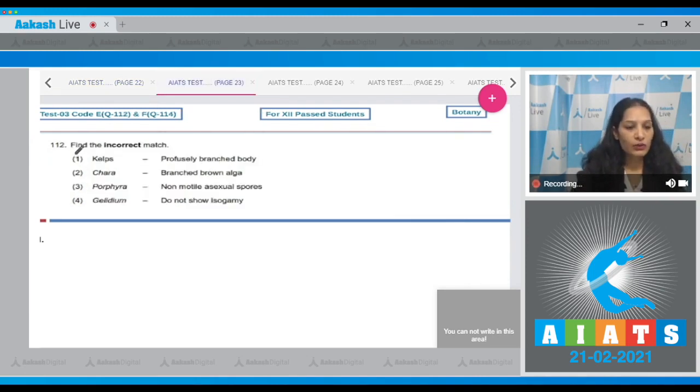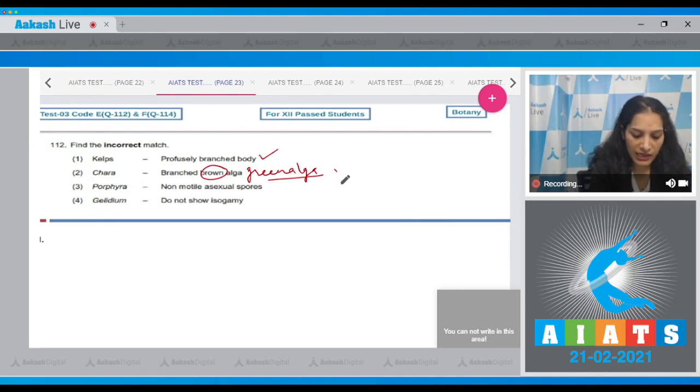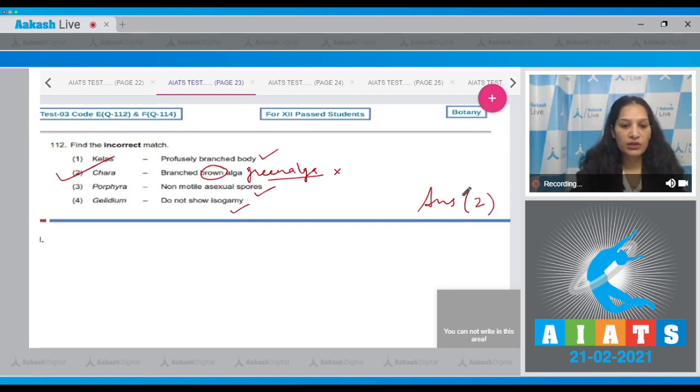Question number 112. Find the incorrect match. Kelps, they are profusely branched body. Chara is brown alga? No, it is a green alga. So this is the incorrect match. Porphyra, non-motile asexual spores? Yes. Gelidium, do not show isogamy? Yes. So the correct option for the given question is option number 2. Let's move to the next question.